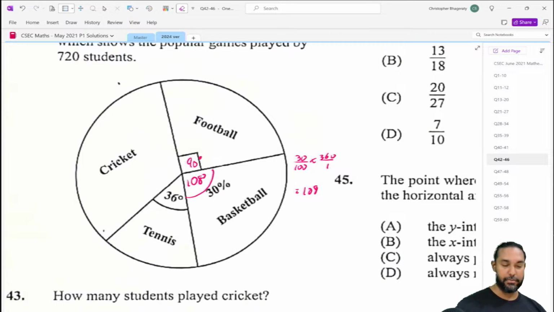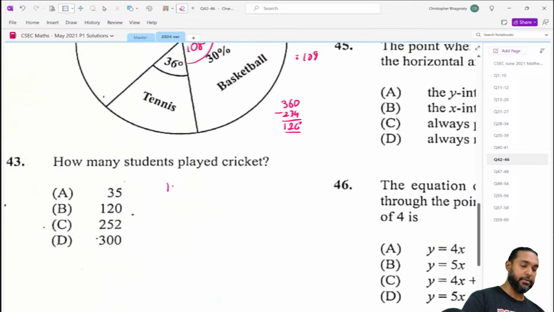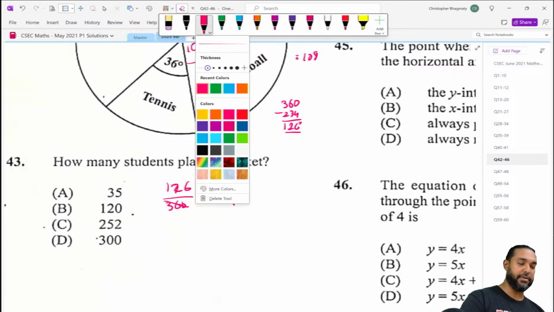Right, so 90 and 108 is 198. 198 plus 36 is 234. And then you're going to take 360 minus 234, which is 126 degrees. And then you're going to put 126 over 360 and multiply by 720. That's correct. 126 over 360 multiplied by 720. Right, and 360 goes into 720 2 times, and 126 times 2 is 252. That's correct.